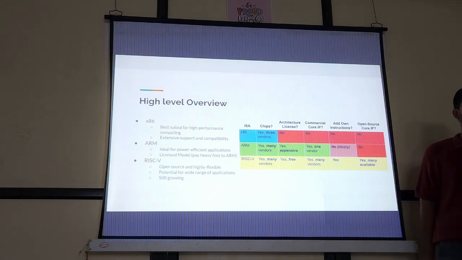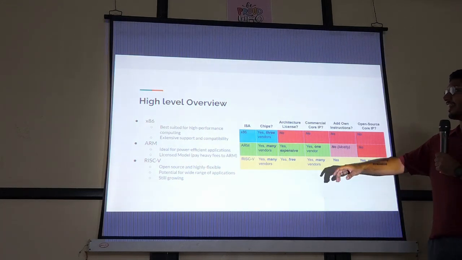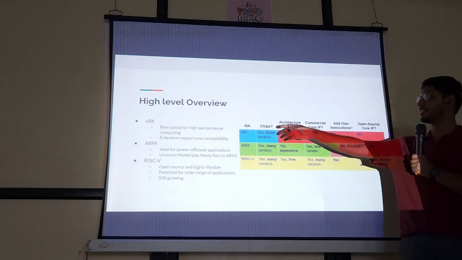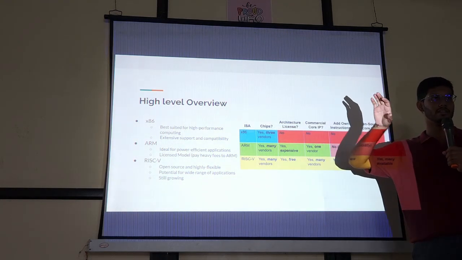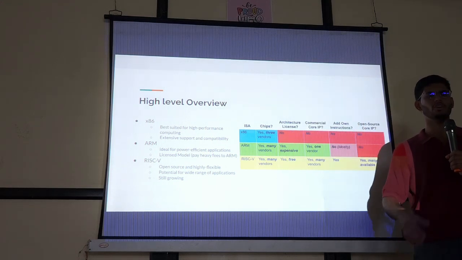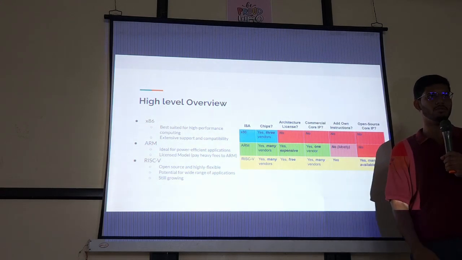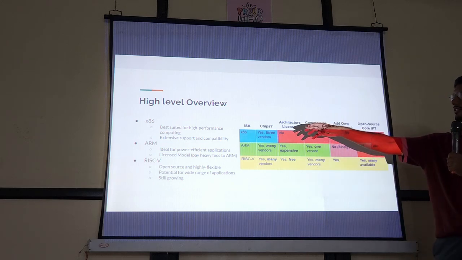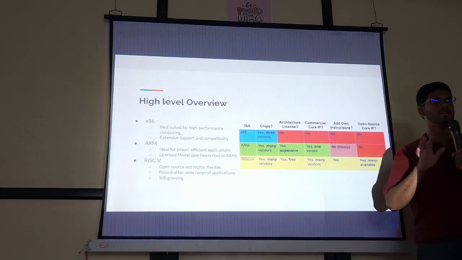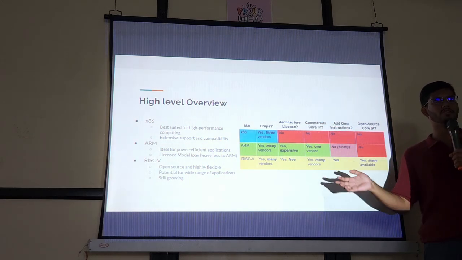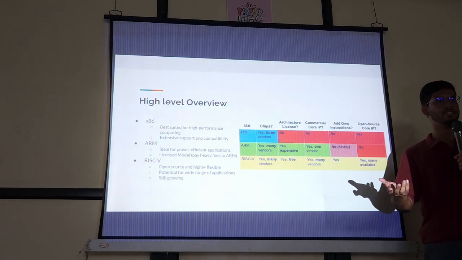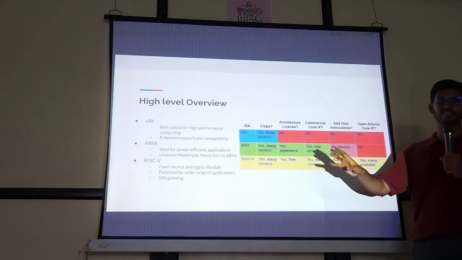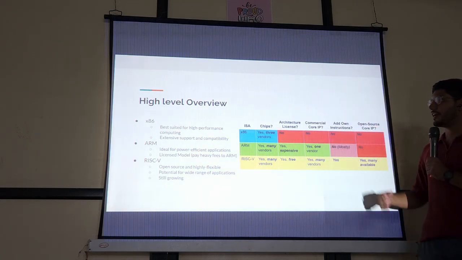Absolutely true. As sir said, x86, ARM and RISC-V will all be the buzzwords in the coming 10 years. Not even 10 years, 5 years from now. x86 is basically suited for high performance computing and it is backwards compatible. Backwards compatible in the sense that any hardware which is available will work on an x86 based machine. Then we have ARM.